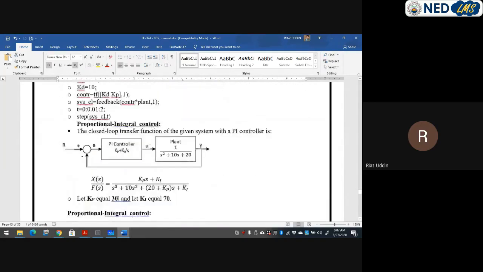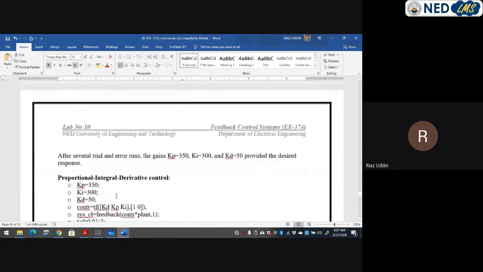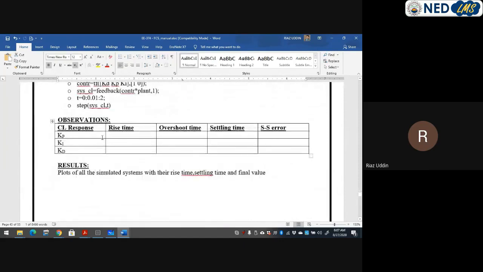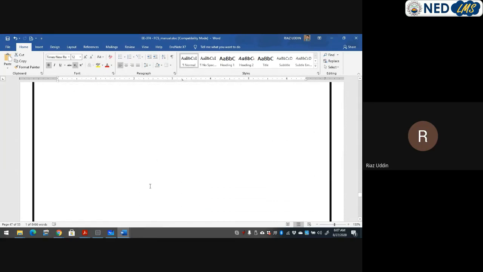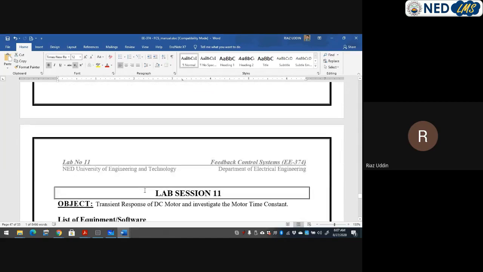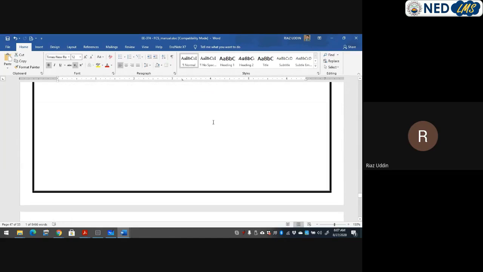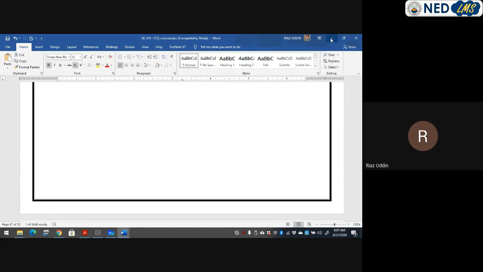By the end of this section, you are going to get different KP, KD, and KI values, closed loop responses, and different rise times, overshoots, and settling times. You can plot all the simulated systems with rise and settling time, and select which response is best for you. So remember, being a designer, you should have the confidence to know which response is good for you.